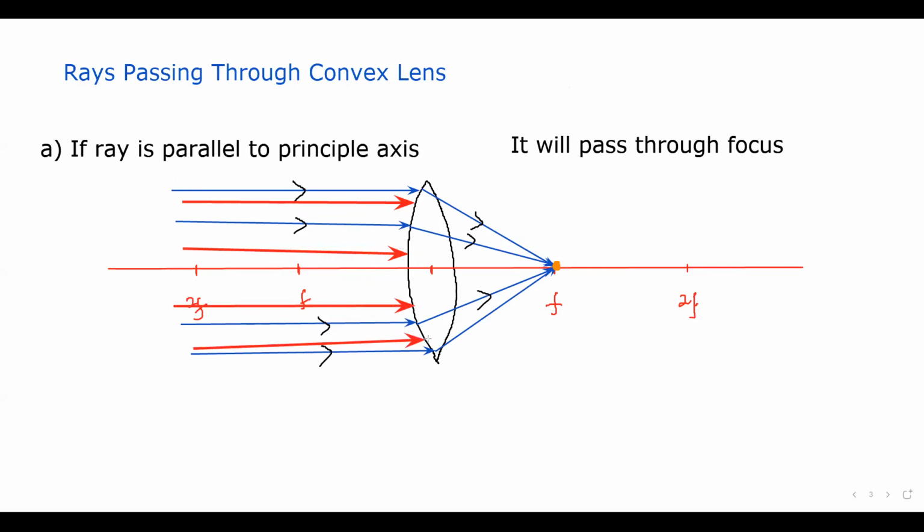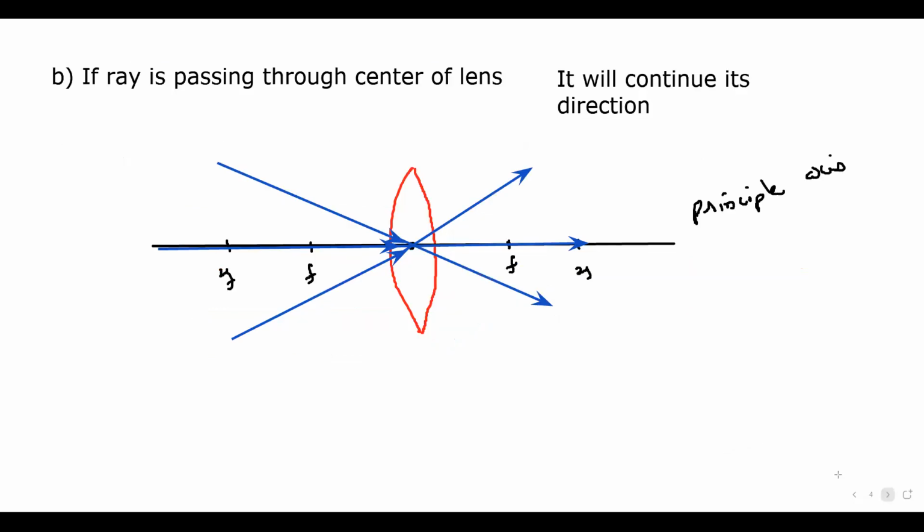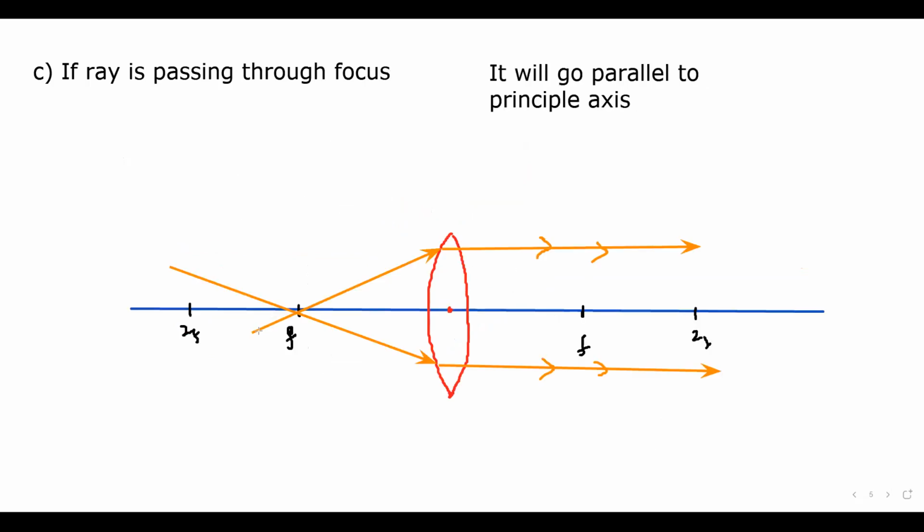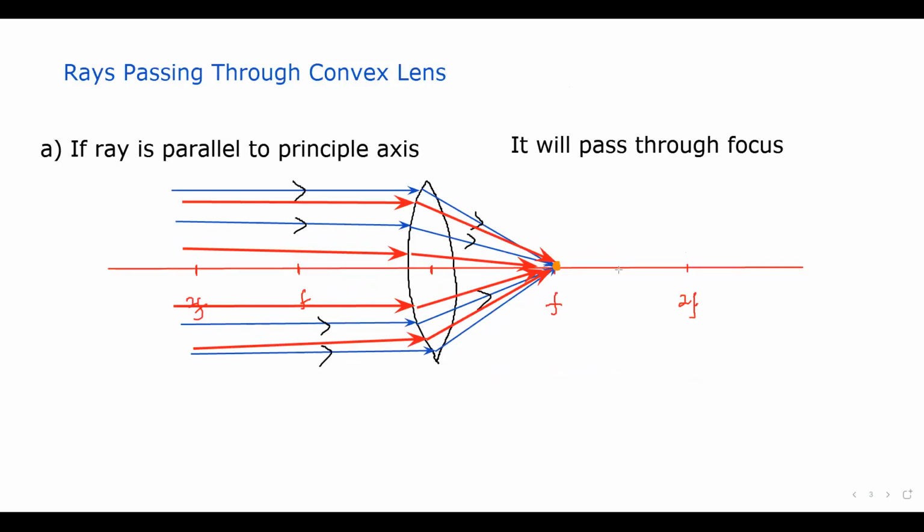So what we'll observe is, if they are parallel to the principal axis, they will converge at one point, and we call that point the focus. And if a ray of light is passing through the focus, it will go parallel. It is the same thing, only the direction is opposite. If it is passing through the focus, it will go parallel. But if it is parallel to the principal axis, it will converge at one point, and we call that the focus. Is the first case clear?